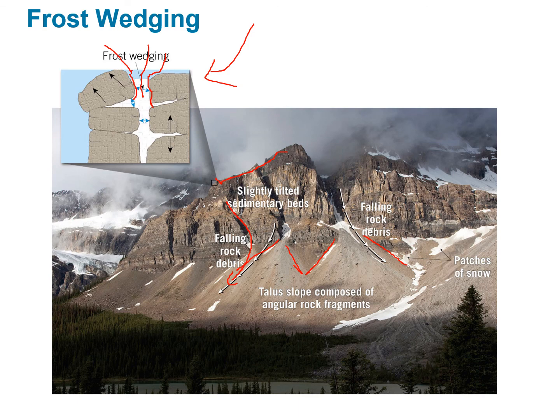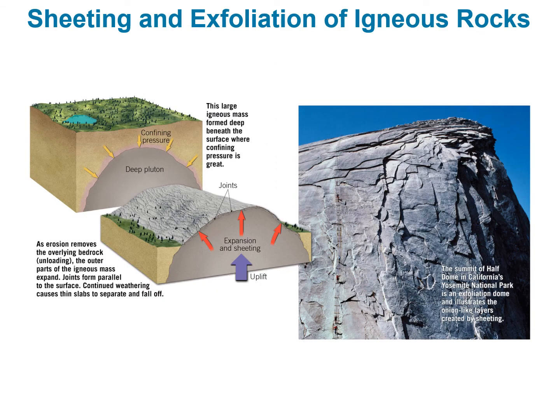So that's frost wedging. Here's the visualization for sheeting. Okay, here's Half Dome at Yosemite National Park. And it's an intrusive igneous rock, meaning that it crystallized deep underground, kilometers underground. And as it crystallized, it was under a lot of confining pressure.